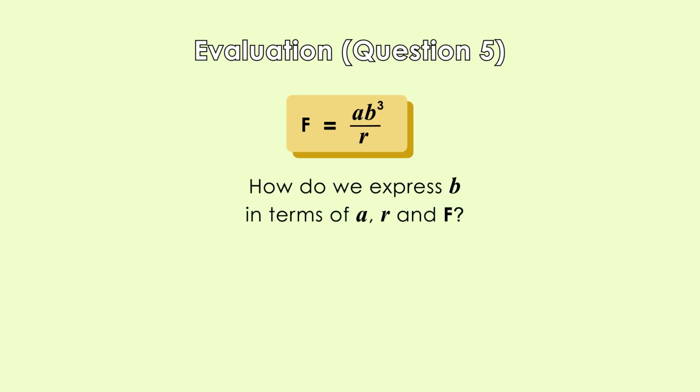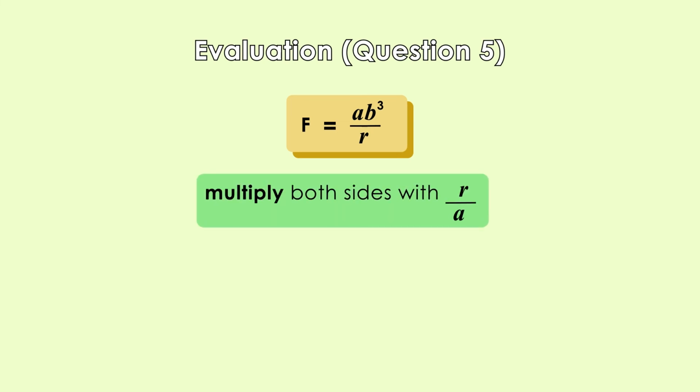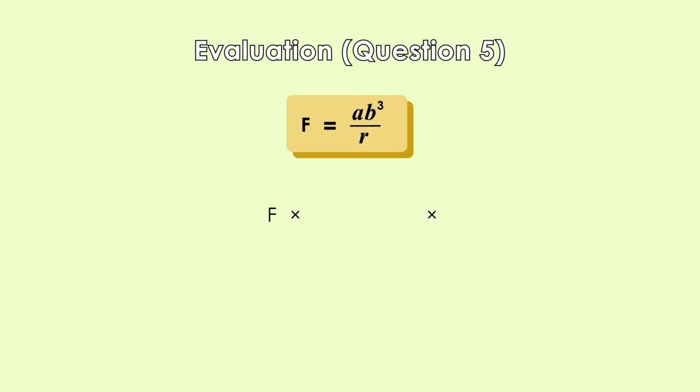Question 5. Given f equals ab cubed over r, express b in terms of a, r and f. Boys and girls, how do we express b in terms of a, r and f? Yes, first we must multiply both sides of the equation by r over a. f times r over a equals ab cubed over r times r over a. To form fr over a equals b cubed.